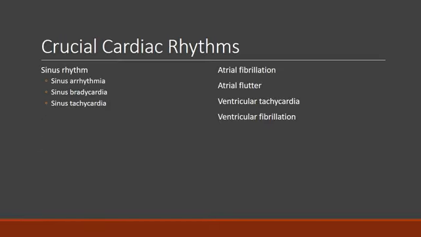Now the cardiac rhythms that we can see, these are some of the ones we'll talk about. This is certainly not an all-inclusive list, but these are some of the more common or notable arrhythmias that we can see. We'll talk about sinus rhythm, sinus arrhythmia, sinus bradycardia, sinus tachycardia. We'll look at AFib and aflutter. Then we'll spend a little bit of time on ventricular tachycardia or ventricular fibrillation.